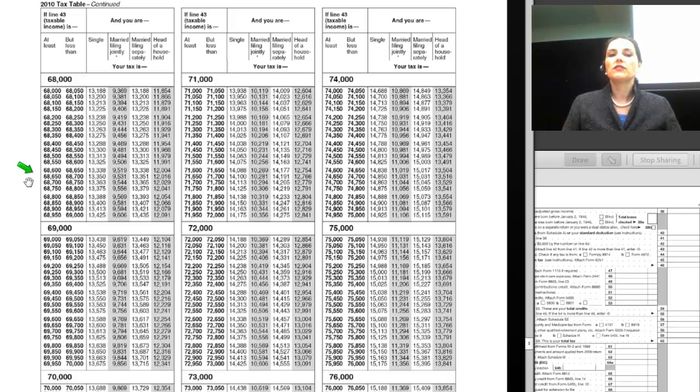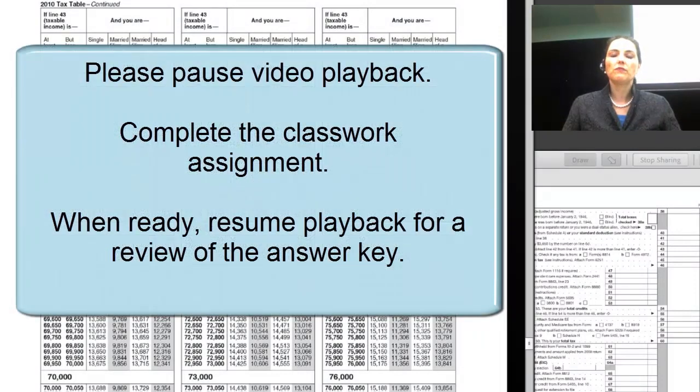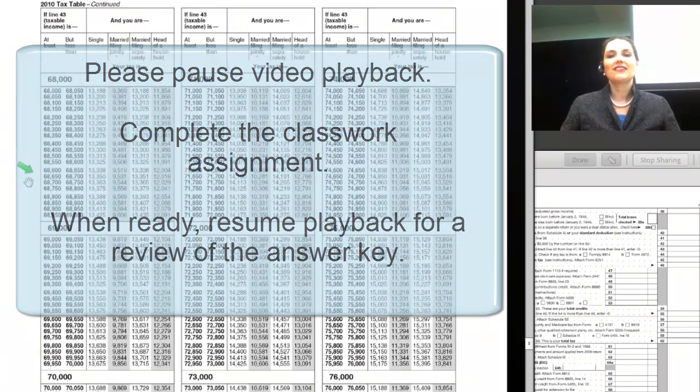So at this point, what I'd ask you to do is to push pause on the video playback. Please prepare Form 1040 and 8863 for the Herons. When you are finished with preparing their tax returns, please resume video playback. I will show you the answer key for the Herons.